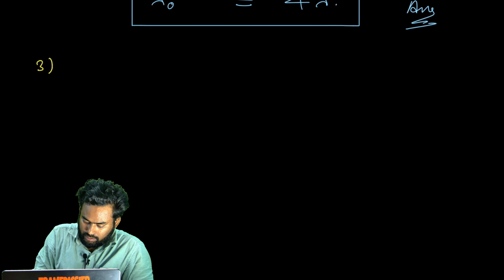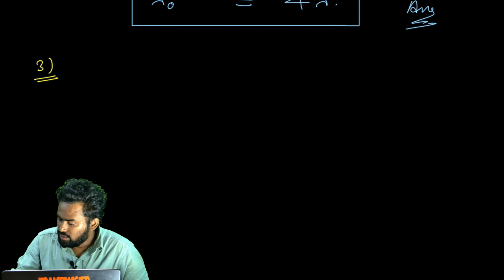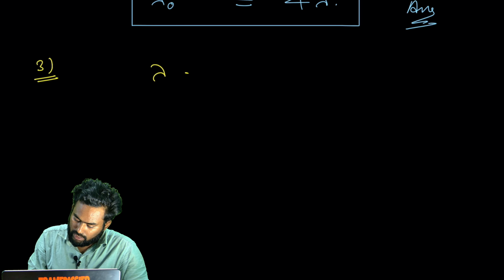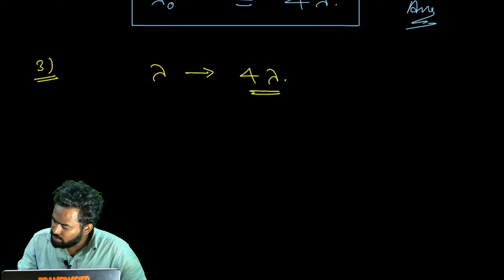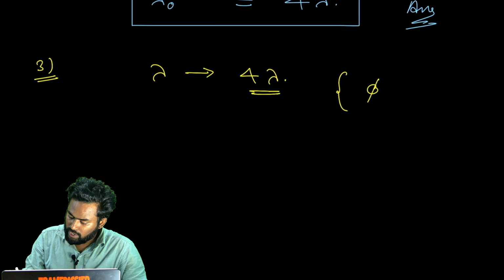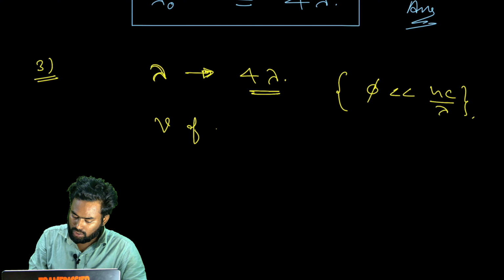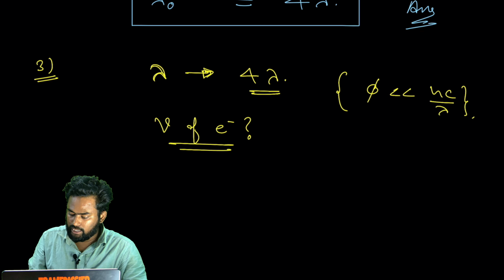Question number 3. Assuming photoemission to take place, what is the factor by which the maximum velocity of the emitted photoelectron changes when the wavelength is increased 4 times? Wavelength becomes 4 times. The work function is negligible in comparison to hc by lambda, so phi is very small as compared to hc by lambda. When the wavelength is increased by 4 times, what will happen to the velocity of the electron? By what factor will it change?